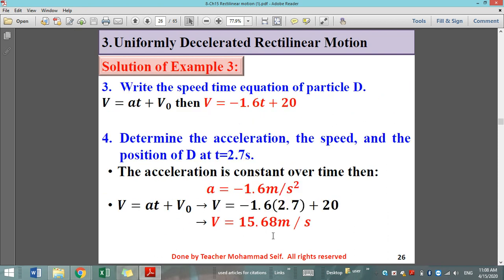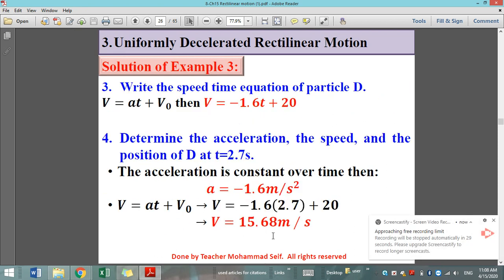Write the speed time equation of the particle d. We said that for UDRM, it's in the form of v equals a t plus v0, having a minus 1.6 and v0, the initial speed, 20, so v equals minus 1.6 t plus 20. Determine the acceleration, the speed, and the position of d at t equals 2.7. Simply, since it is UDRM, the acceleration is constant, so at any time a is going to be minus 1.6 meters per second squared. This is the instantaneous acceleration.